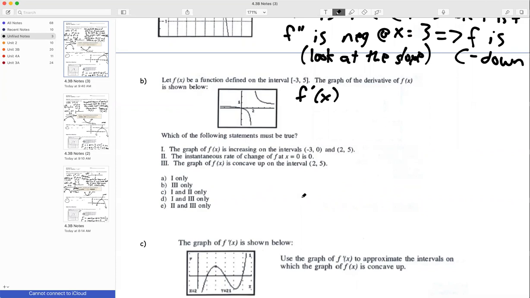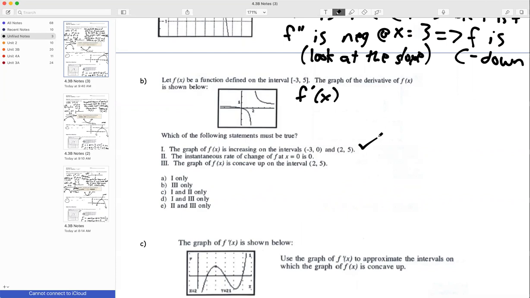The graph of f of x is increasing on the intervals from -3 to 0 and 2 to 5. Is this true or false? Well, why is it true? Because this is the graph of the derivative, and it is above the x-axis on those intervals. Therefore, it is positive. Therefore, the graph of my original function f would be increasing on those intervals.